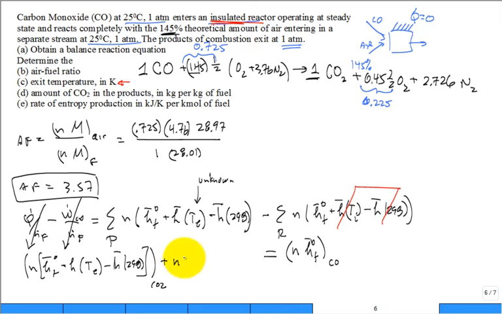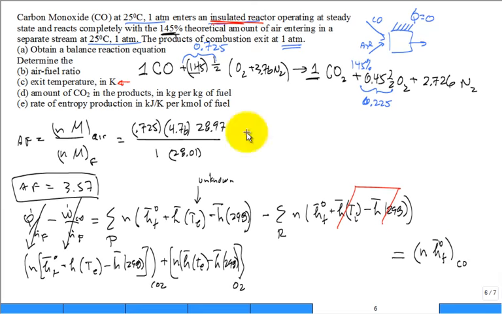And the enthalpy of formation will be gone, but the H bar 298. This is for the oxygen. I need to scoot this down. And then we'll have plus N times the enthalpy at the exit temperature minus the enthalpy at 298 for the nitrogen. True? Okay.